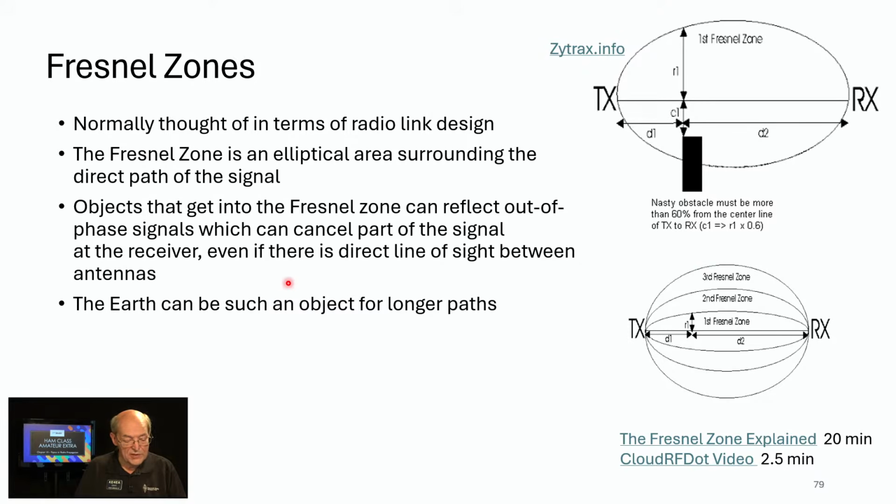Objects that get into the Fresnel zone can reflect out of phase signals, which can cancel part of the signal at the receiver, even if there's a direct line of sight between them. On Earth, if you've got a path that's miles long, the curvature of the Earth can infringe into that Fresnel zone.